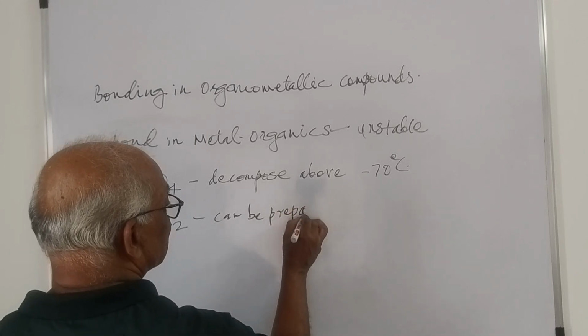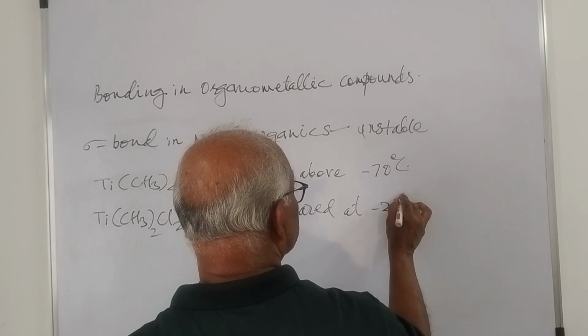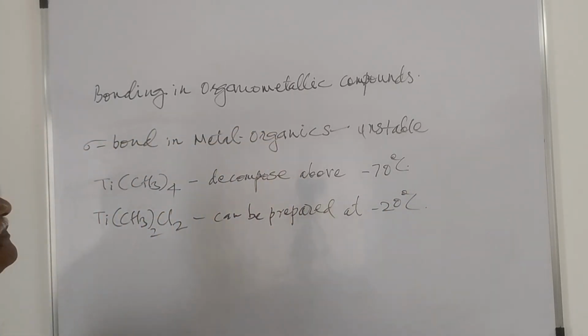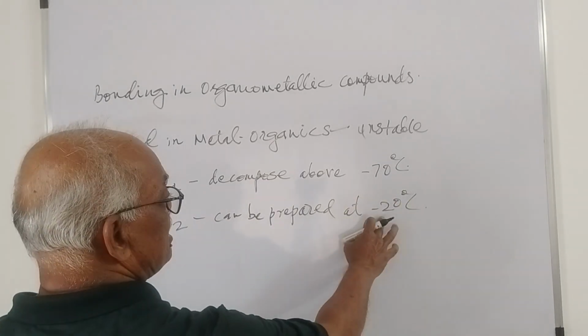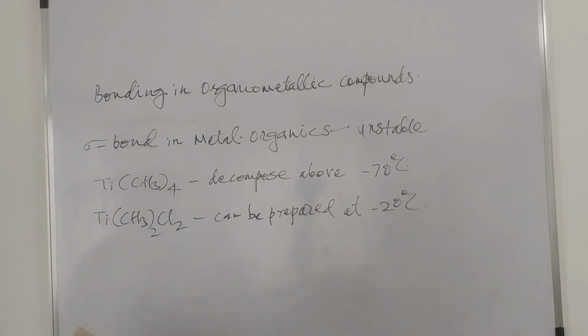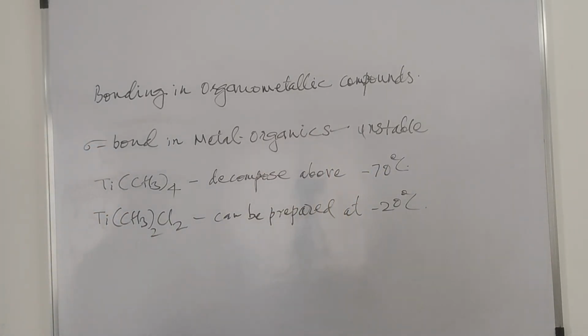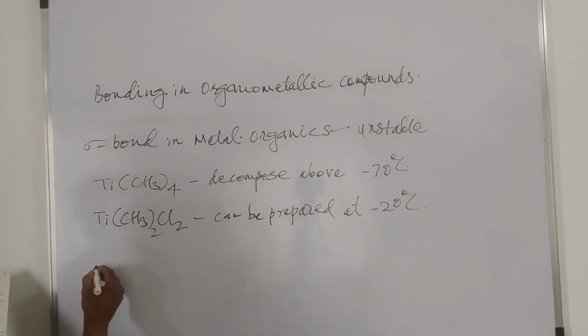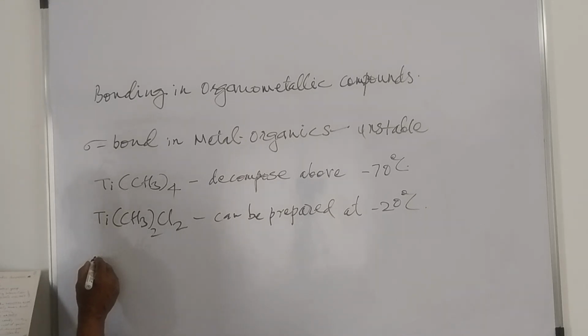Means it is stable above or at minus 20 degrees centigrade. Means you will find that minus 70 is a much cooler condition than this minus 20. So at this higher temperature, it can be easily prepared, but this one will be prepared below minus 70 degrees centigrade.